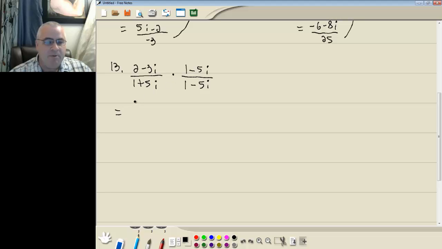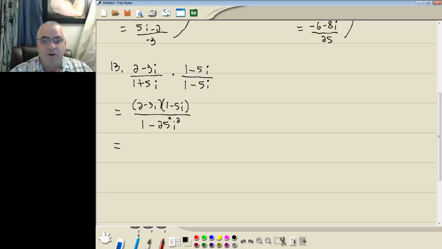Now I'm going to handle the top in a minute. But we got 2 minus 3i times 1 minus 5i. And on the bottom, again, the nice part about conjugates is all you have to do is multiply your first parts together and your last parts. First parts, 1 times 1 is 1. Last parts, 5i times negative 5i gives us negative 25i squared.